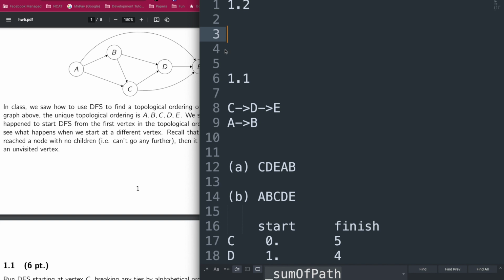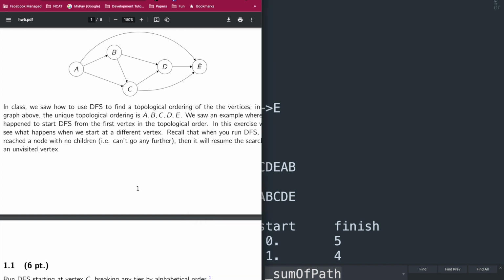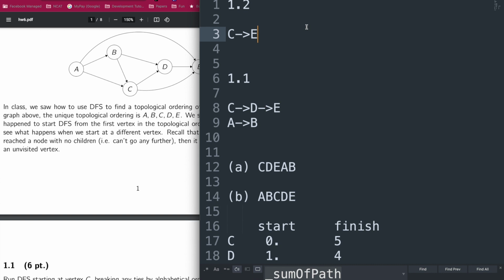For 1.2, you're going to start at C again, but now you're going to break ties in the opposite order. So instead of going to the letter that appears in the alphabet earlier, you will go to the letter that appears in the alphabet later first. So you start with C and then you go to E. You see that? Because we could go to D, we could go to E, but in this case we go to E. Now E is done, so we go back to C, right? Now C is not done yet because we still have to go visit D. This is how we do that.